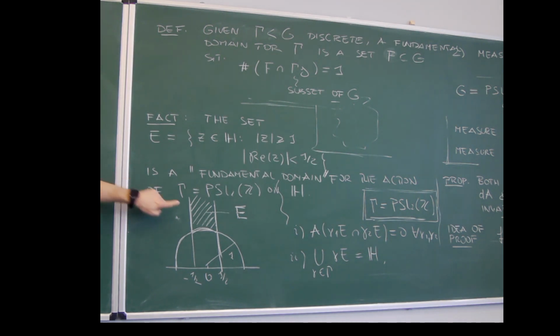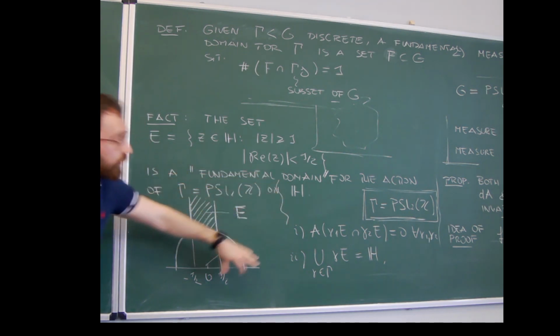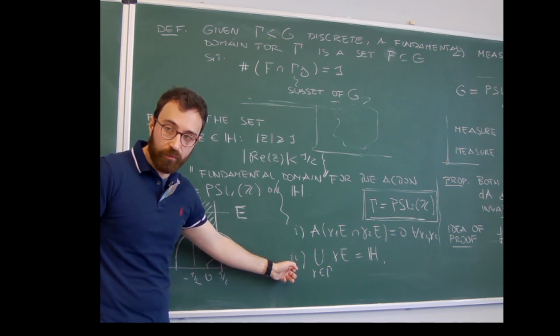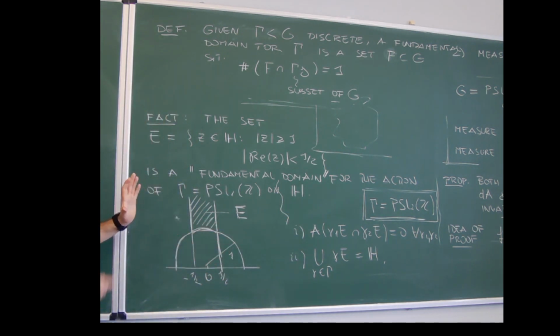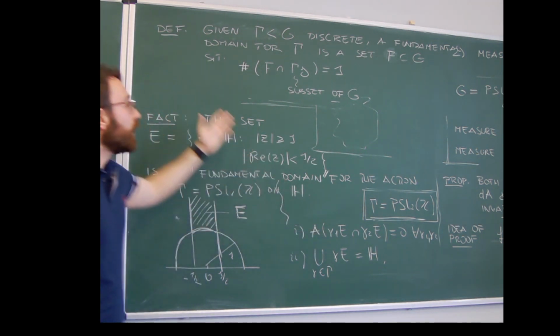This means that if I consider the action of this group on the hyperbolic plane and I take this tile, okay, I can act on this tile by using elements of gamma. I can cover the whole plane, this is condition 2, and condition 1 tells me that the intersection between two different tiles will have measure 0. Okay, so this is not a fundamental domain in the strict sense, because the tiles still have an intersection. Okay, but the intersection has measure 0.